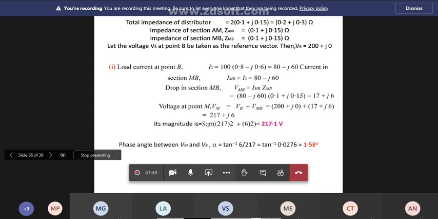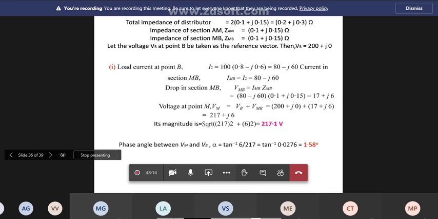Now the first one, load current at point B, that is I2 cos phi2 minus j sin phi2, that is 80 minus j60. Now current in section MB is nothing but I2, 80 minus j60. Now voltage drop in section MB, VMB, is equal to IMB times ZMB. The value is like this.